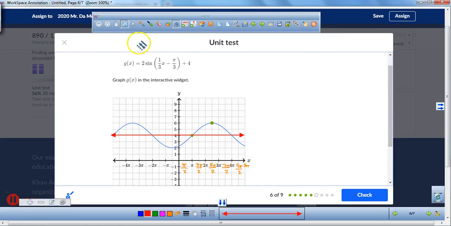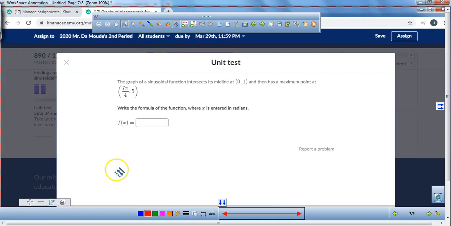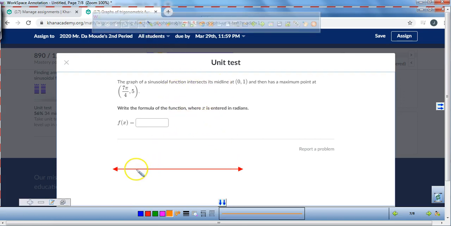So here's what I'd like to do. On this particular problem, I want you to just draw a midline. Notice, I'm not even using graph paper. I'm just drawing a midline. And I'm intersecting it at a 0 and a 1. So I'm just going to put a 0 right here. 0, 1. And then it has a maximum point at 7 pi over 4, 5. So I'm going to put a point right here. I'm going to call it the maximum, which is 7 pi over 4, 5. I'm going to label it the maximum.